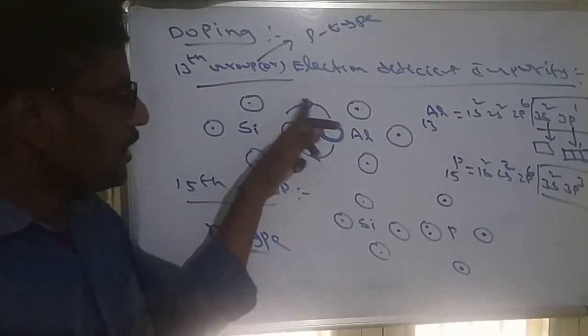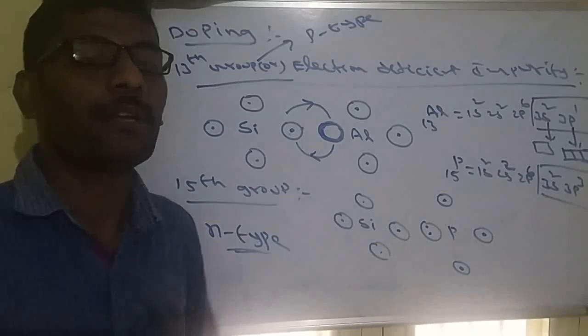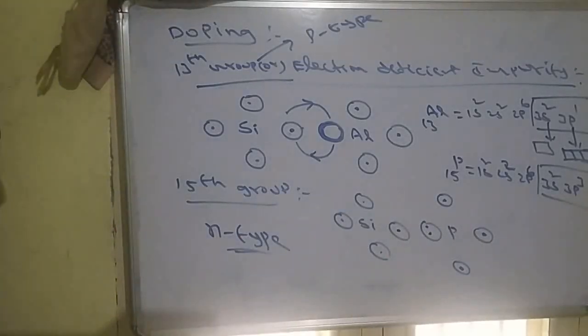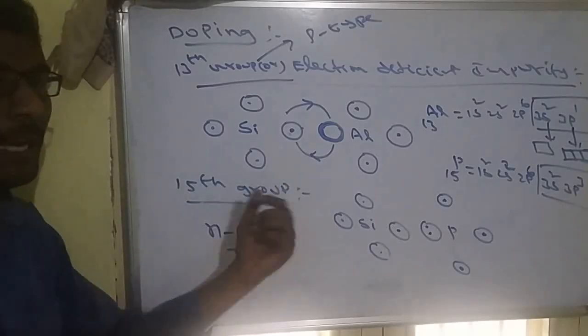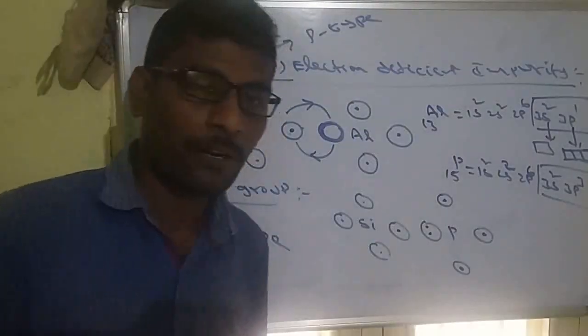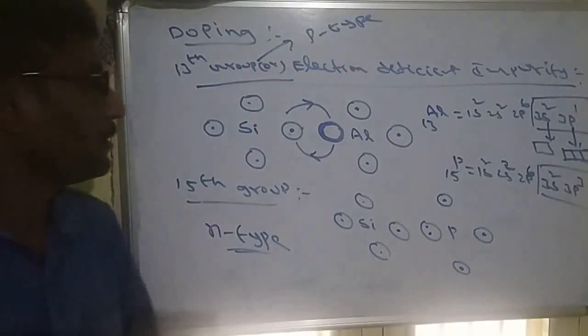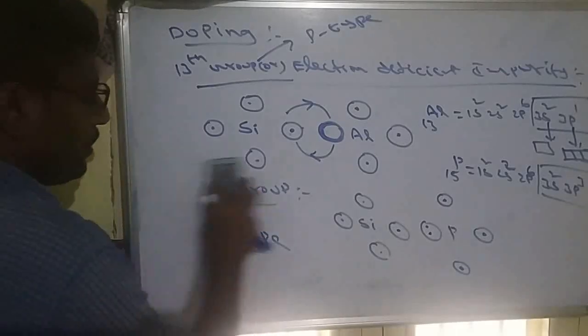In p-type, electron is moving and at the same time a hole is also moving. Hole charge we are assuming as positive. So n-type is by the 15th group. The 15th group is also called electron rich impurity. The 13th group is called electron deficient impurity. So these are about electrical properties. Similarly, magnetic properties are also there.